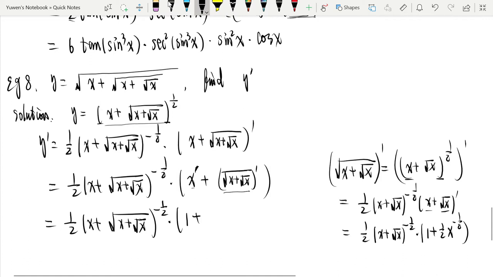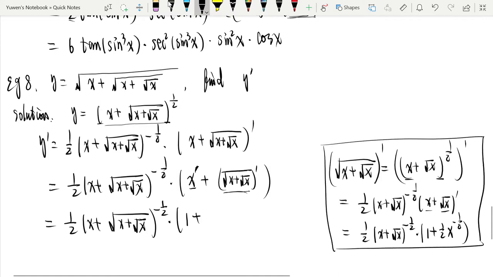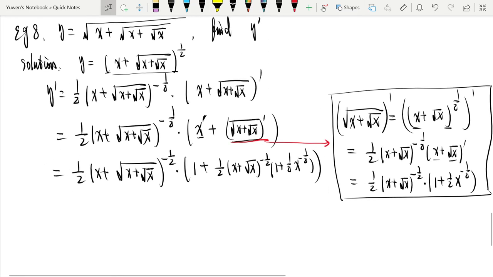So here is 1. This part, this part is here. So as there's two, this part is actually here. So as 1/2 (x plus square root x) to the negative 1/2 times (1 plus 1/2 x to the negative 1/2). That's the last result.